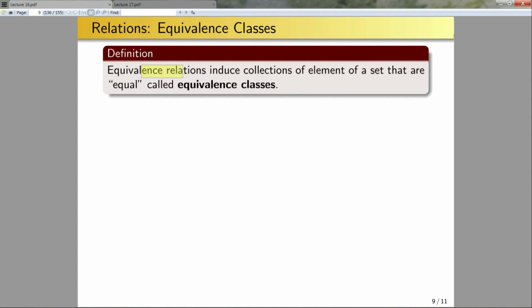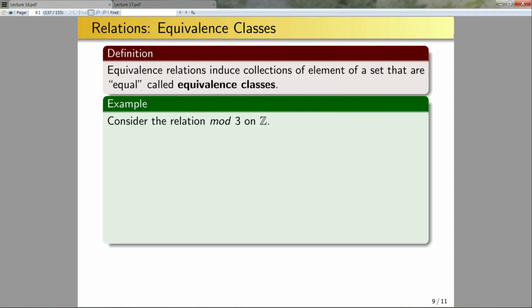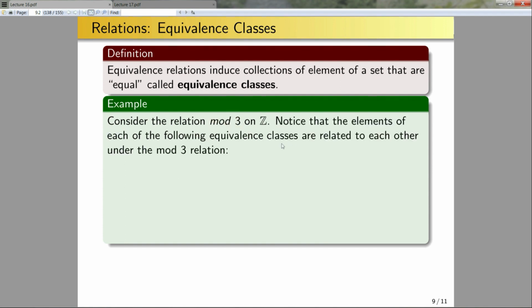So here, this really isn't a definition of equivalence classes because all I've really told you is that equivalence relations induce equivalence classes. So let's give a definition via example. So consider the relation mod 3 on Z. So explicitly, this is saying given any number in Z, divide it by 3, find out what its remainder is. That's what I'm going to set the number equal to. So we can notice that the elements of each of the following classes that I'm going to write here are related to each other under the mod 3 relation.